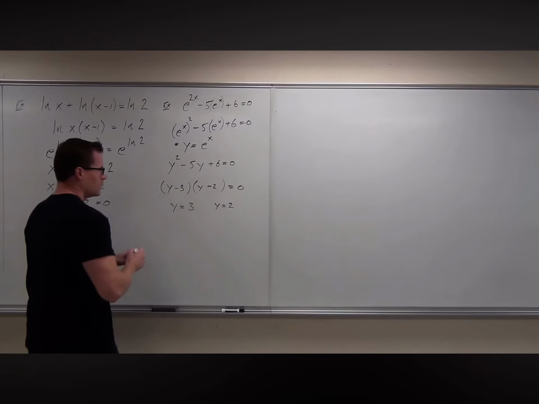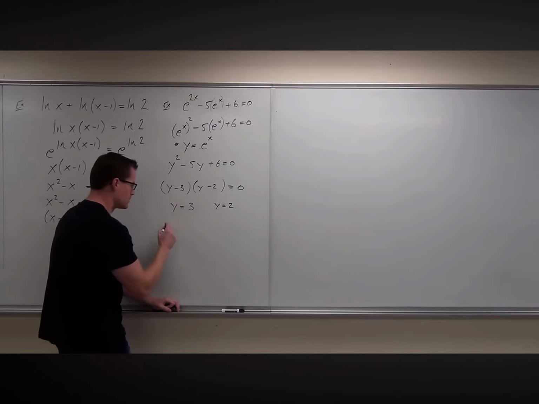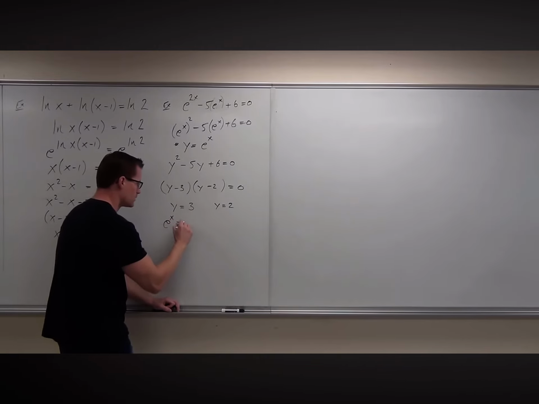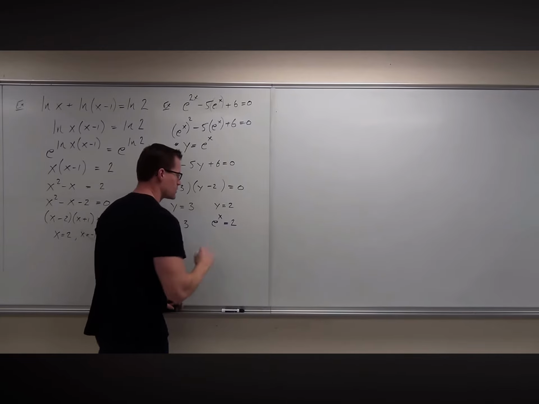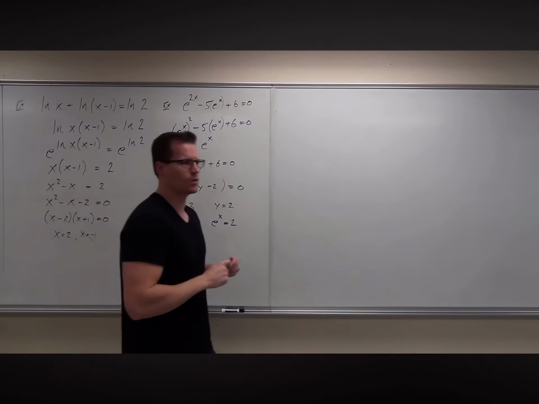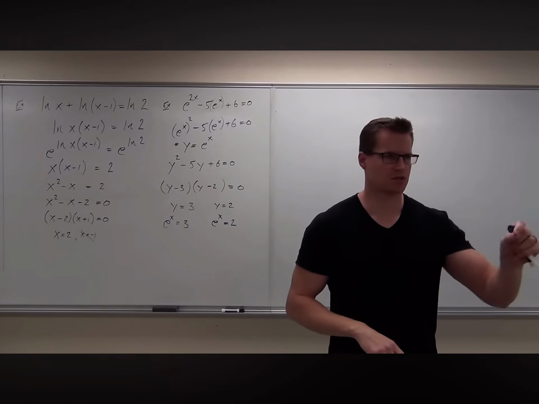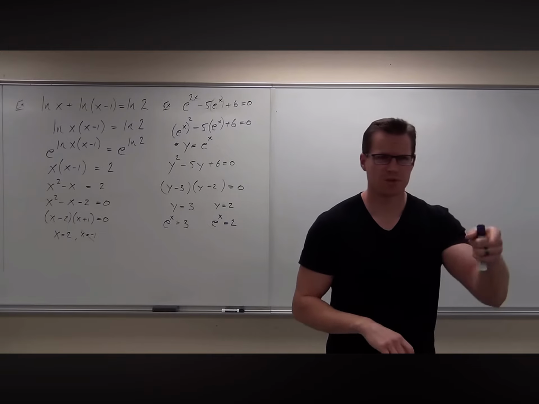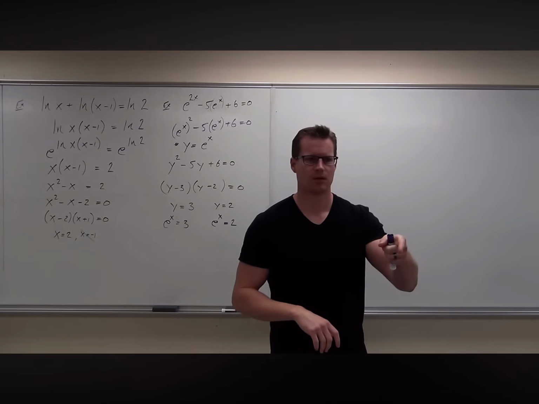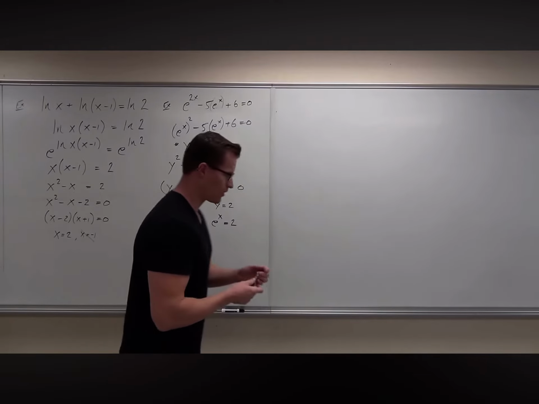So instead of y equals 3, what could I write, please? e to the x equals 3. And instead of y equals 2, I could have e to the x equals 2. That's excellent. Now, oh my goodness, can you solve that? If e to the x equals 2, can you solve it? How would you solve it? Yeah, which particular type of log? The natural log. That's right, the natural log. Because we want to match up our bases.